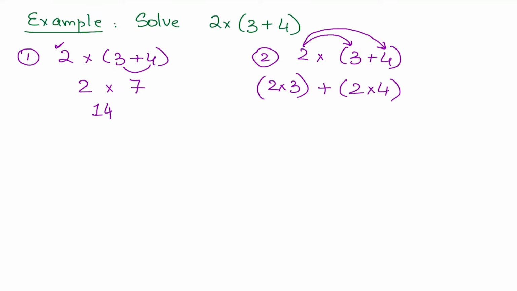Solve each of these groups. The first group is 2 times 3 and the second group is 2 times 4. 2 times 3 is 6 and then plus 2 times 4 is 8. 6 plus 8 is equal to 14. Here you can see that the result of method 1 is 14 and the result of method 2 is also 14. This is the distributive law.